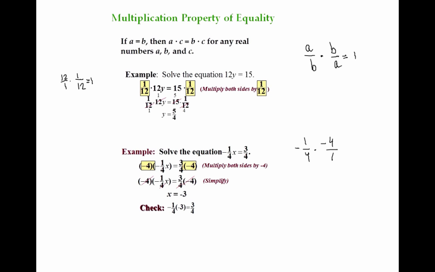Don't forget the negative. Some of you just said 4. It would be negative 4 over 1, right? Because we also want to eliminate that minus. So now this would be equal to 1. So that's why I need to multiply both sides of the equation by negative 4 times negative 1 over 4. That would give me 1. Does that make sense? So we'll multiply both sides of the equation by negative 4. So here we get x equal to negative 3 when I reduce this. I can check my answer. Negative 1/4 times negative 3 is equal to 3/4.